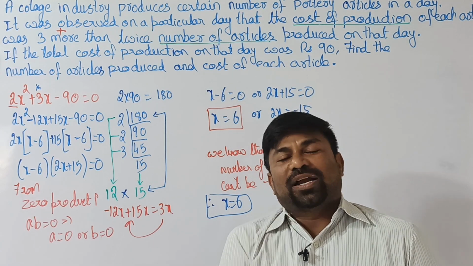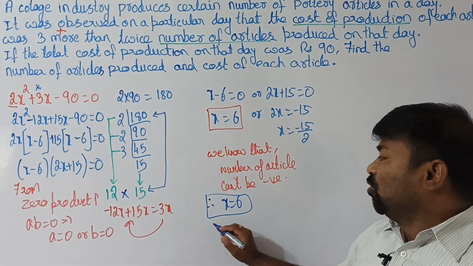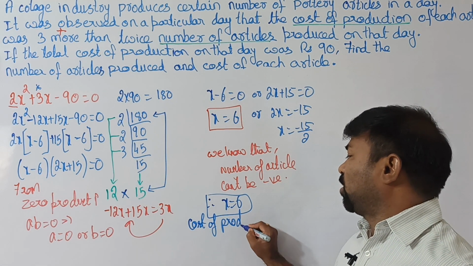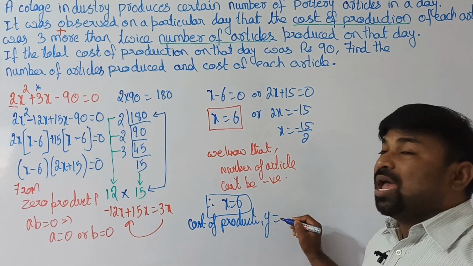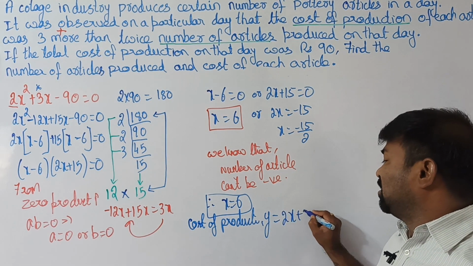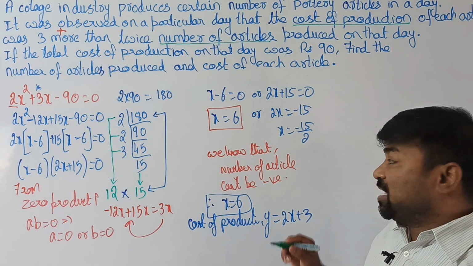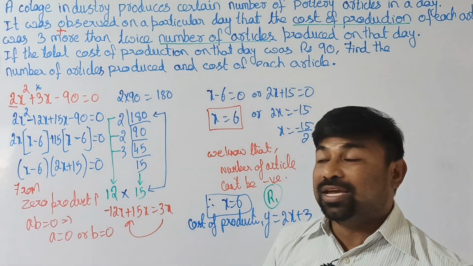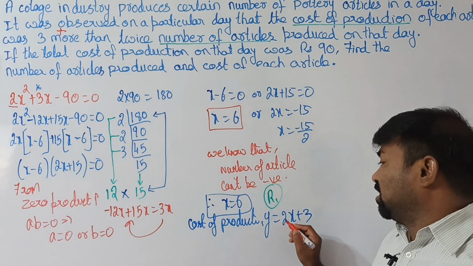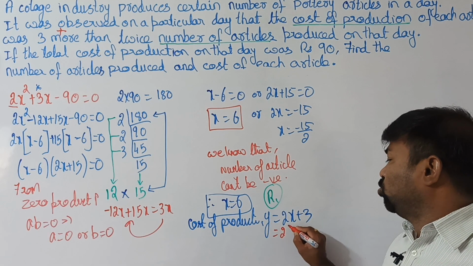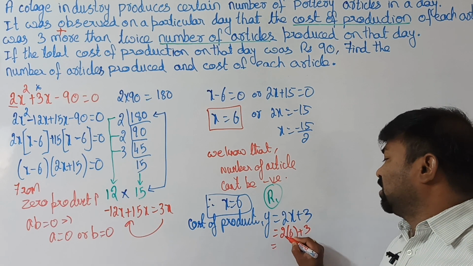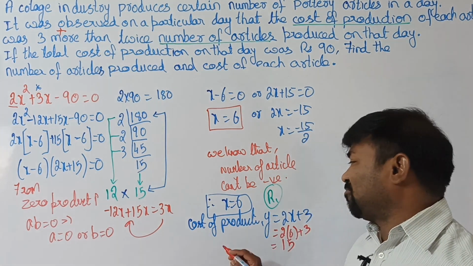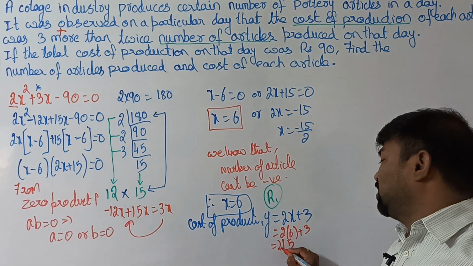But if you know the number of articles, what's the cost of production? We know the cost of production, we remembered it as y, and we called it 2x plus 3. From relation 1 we got y is equal to 2x plus 3. Replace x as 6 in the place of this. So we'll be getting 2 times 6 plus 3, which is nothing but 12 plus 3, 15 is the cost of production. Cost of production is rupees 15.